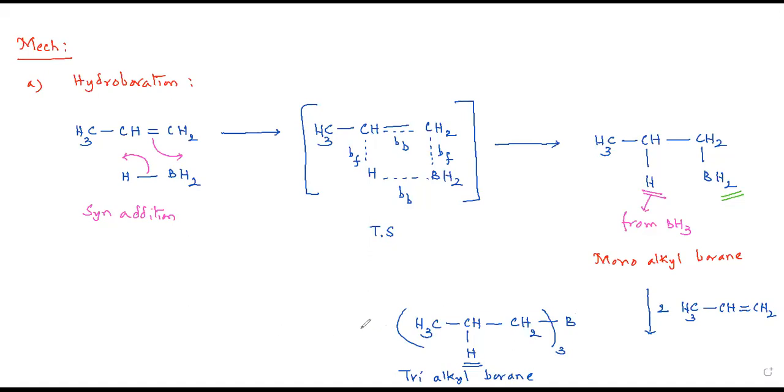Okay. In general, it is simply represented as R3B. This is the alkyl group that you get. Okay. And remember, this hydrogen is from the BH3. Okay, done with the first half.